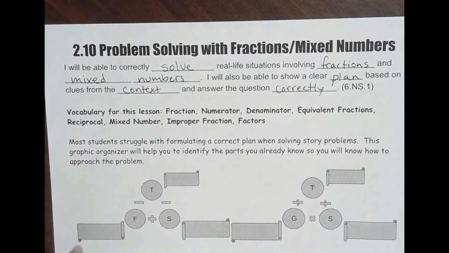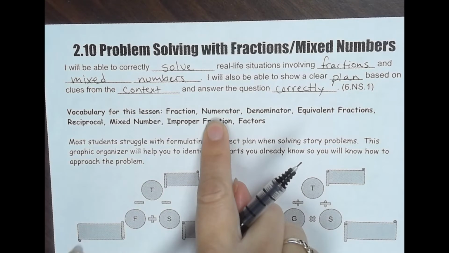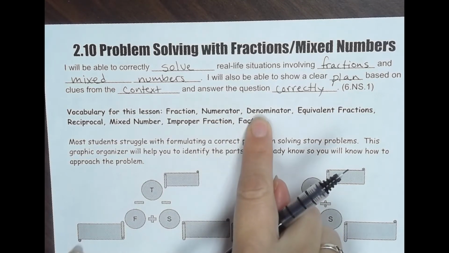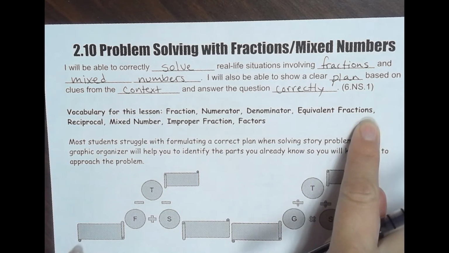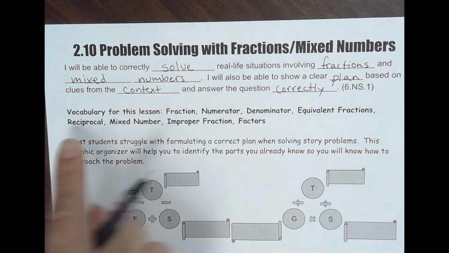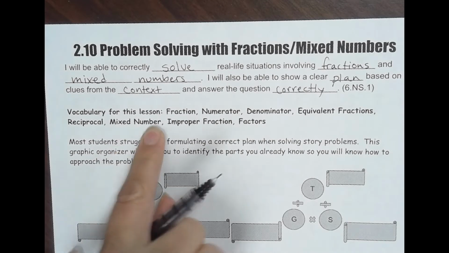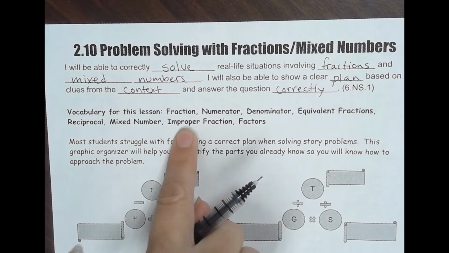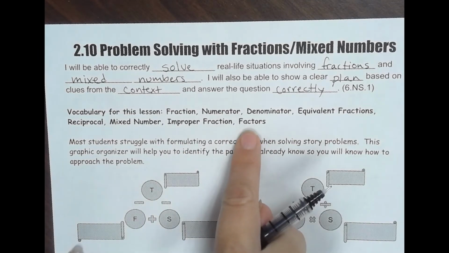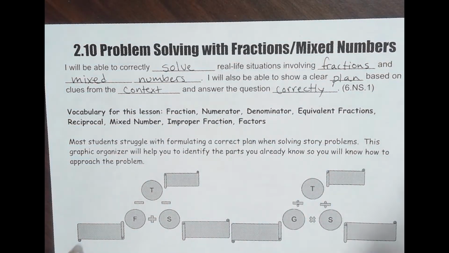Our vocabulary for this lesson: we have fraction, which is part of a whole; numerator, which is the top number on the fraction; denominator, the bottom number of the fraction; equivalent fractions, meaning that they share the same value but they have different numerators and denominators. Reciprocal, the flipped fraction. Mixed number is a whole number with a fraction. Improper fraction means that the top is bigger than the bottom. And factors are numbers that multiply to create another number.